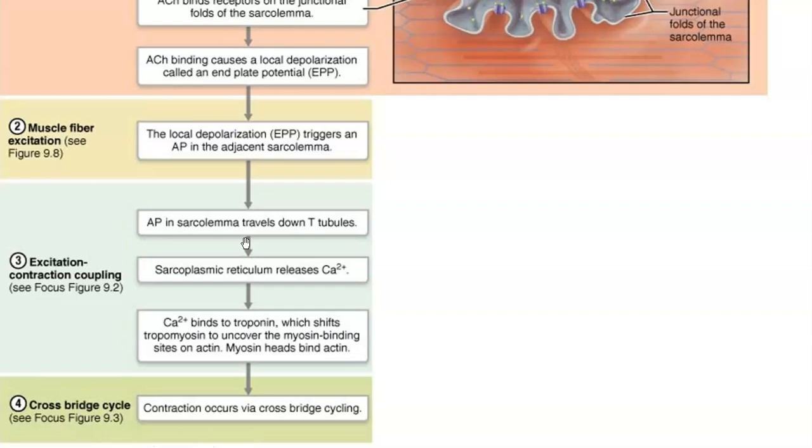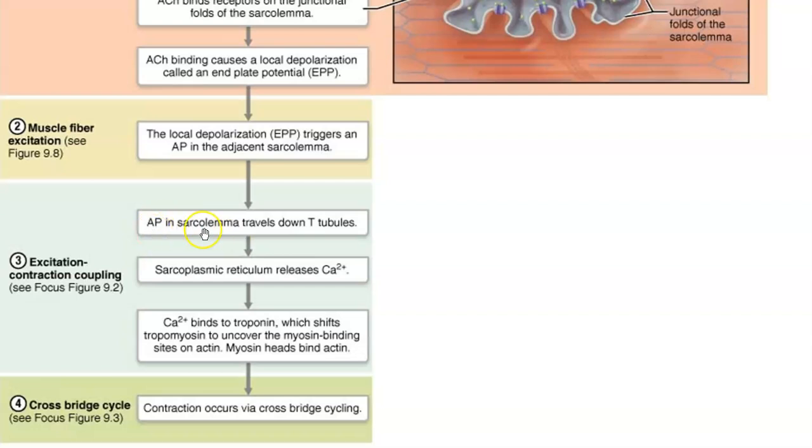Okay, so for the excitation-contraction coupling part, an action potential in the sarcolemma travels down the T tubules. So that potential or that voltage is changing all along the plasma membrane or the sarcolemma of the muscle fiber, and then it's changing all the way down the T tubules, and it's going to a more positive value because what's causing that action potential are positive ions, positively charged sodium ions.